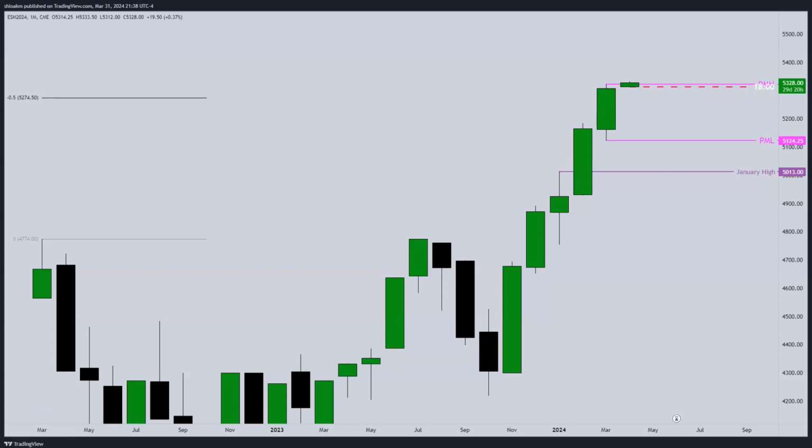Alrighty, so this is the S&P ESM 2024 contract monthly chart. We just finished up the dollar, and I took a quick little break before getting into this one. So let's not waste any time.